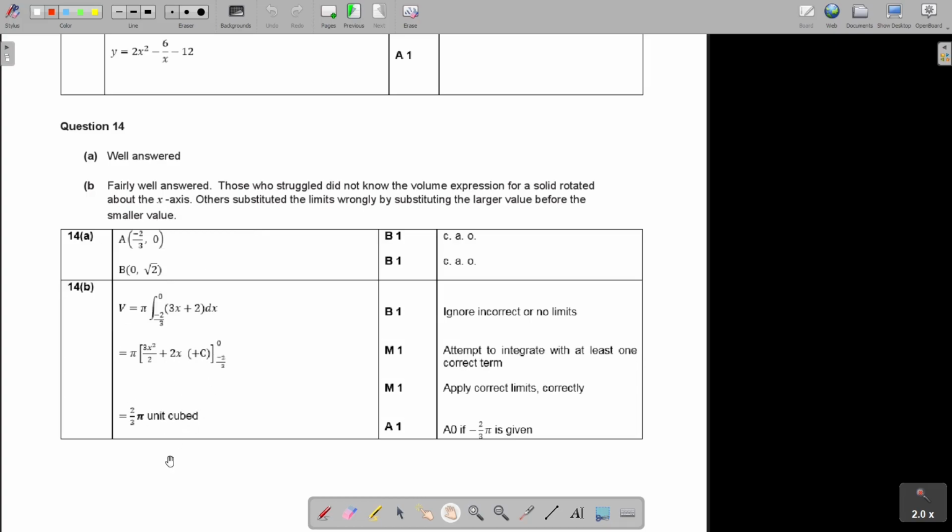The 2 over 3s will cancel out, so that's fine. And there was the final answer. And that's the end of question paper number 1, paper 1, AS Mathematics 2022.